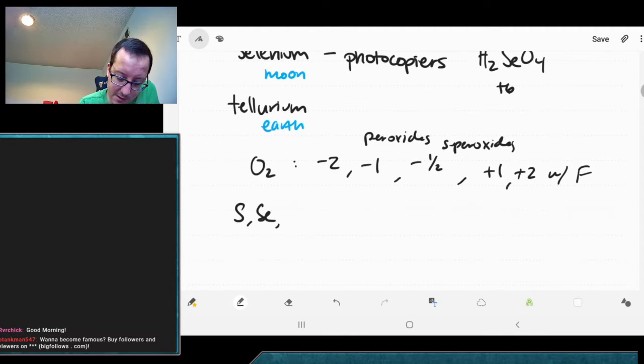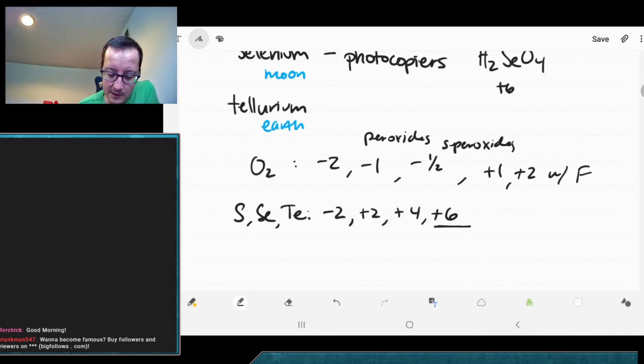Sulfur, selenium, and tellurium would take all kinds of oxidation states. Typically, they're going to be most common in the -2 and +6 categories. That's their most common one. And so those are common states we'll see with those elements. So, cool.